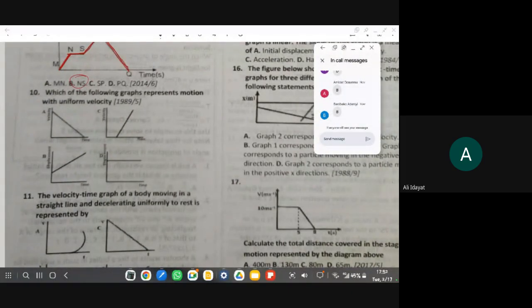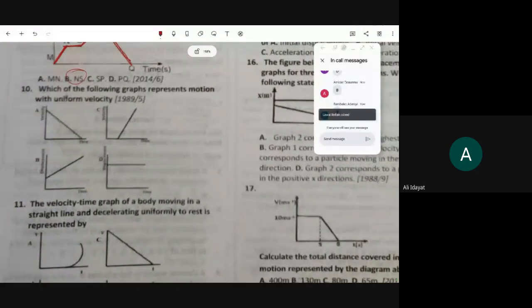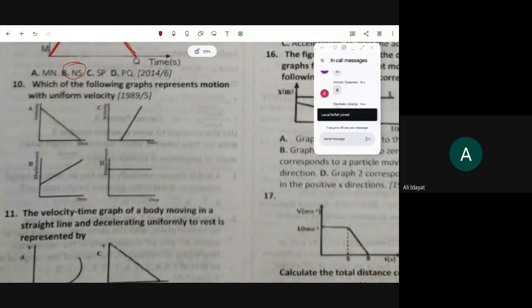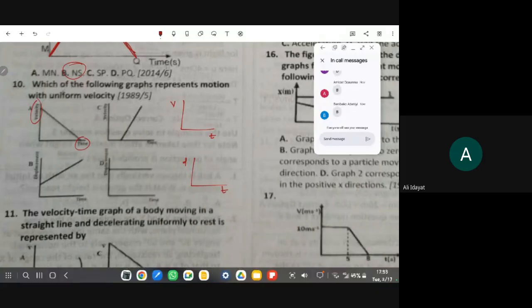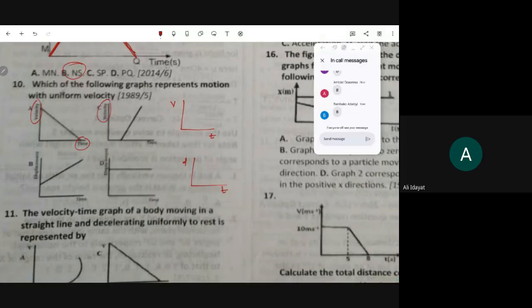Now, JAMB already set a trap for you in this question. They confuse velocity time and displacement time. This one is velocity time, even if you cannot see it clearly. But this one is displacement time. Can you see it? It is totally different. Velocity time and displacement time are different. I already told you guys, look at the graph before you pick your option.